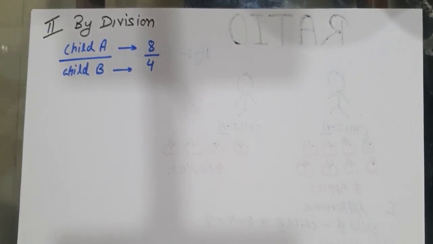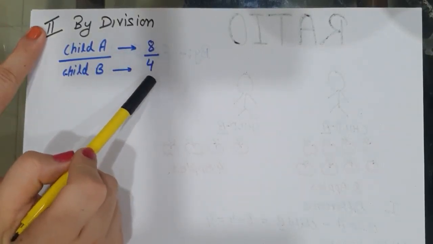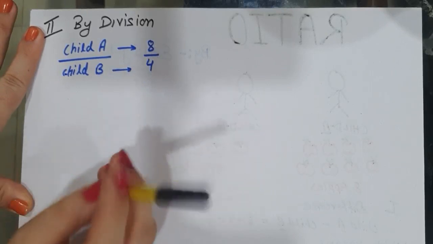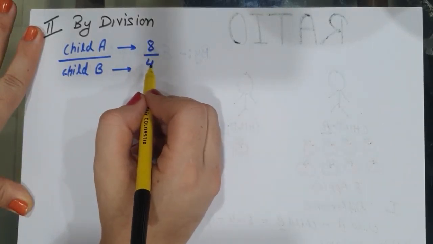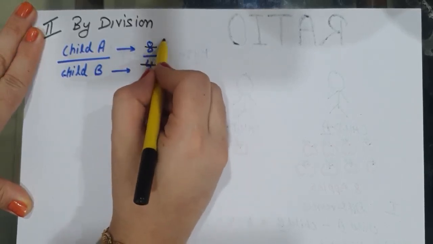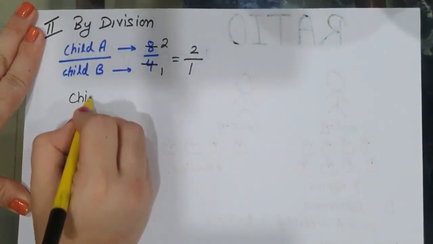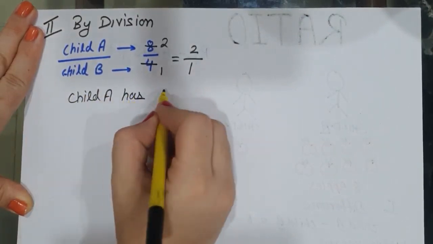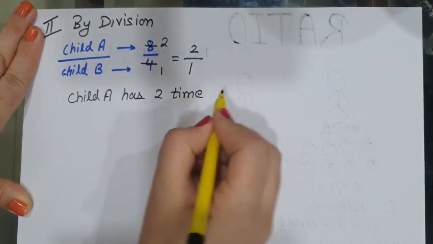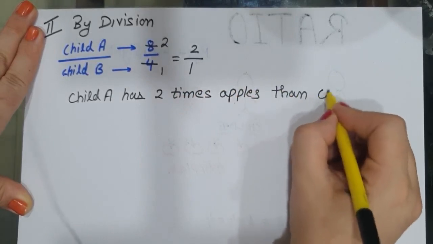Now, as we see in our example, child A has 8 apples and child B has 4 apples. Here I am dividing both of them. I get 8 upon 4. This is a fraction. We can find the answer by cutting it into the lowest form. I can cut using 4. 4 ones are 4, 4 twos are 8. And here we get the answer like child A has 2 times apples than child B.